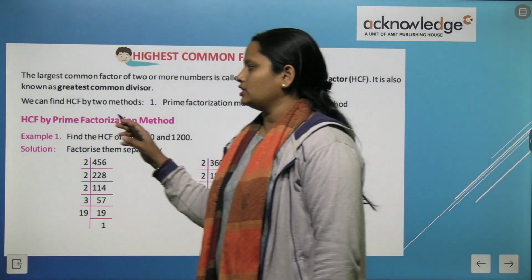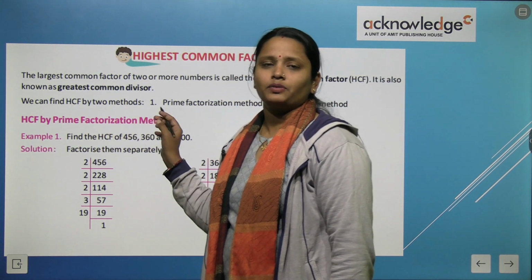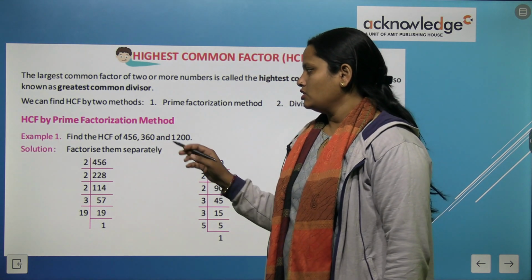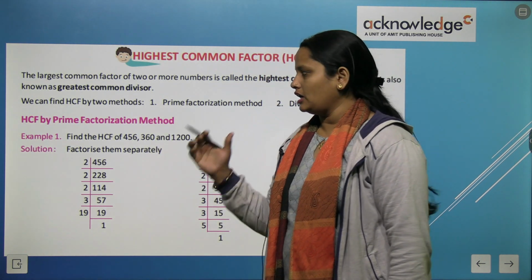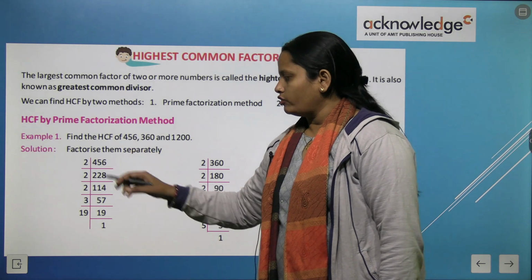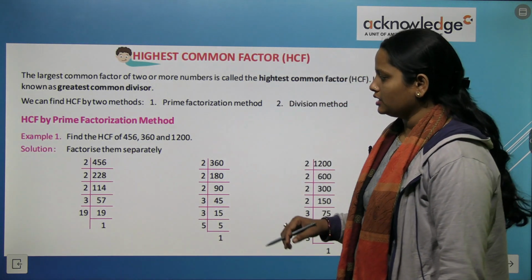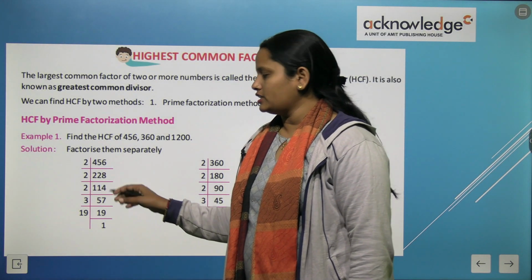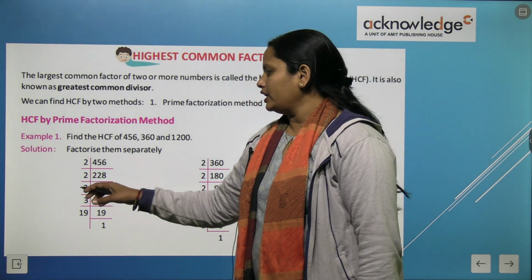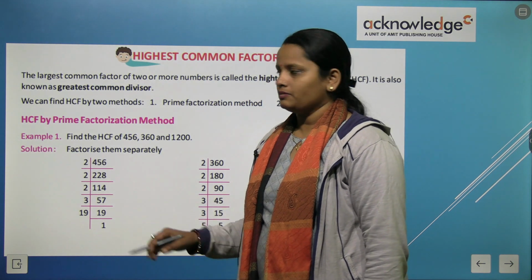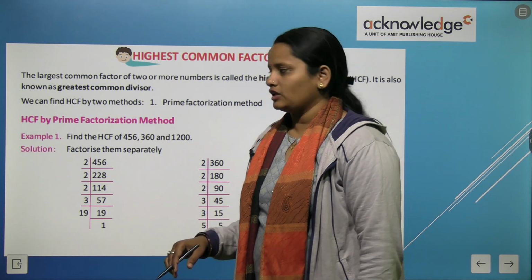Here let's learn how to find HCF by prime factorization method. So here three numbers are given. हम इनका HCF निकाल रहे हैं. 456 को 2 से divide किया, we get 228. Again we divided by 2, we get 114. Again divided by 2, we get 57. और 57 further 2 से divide नहीं हो सकता.